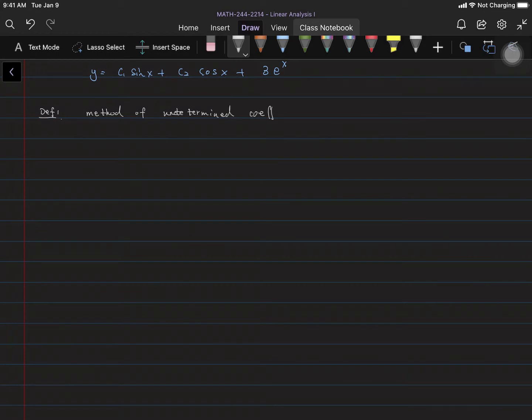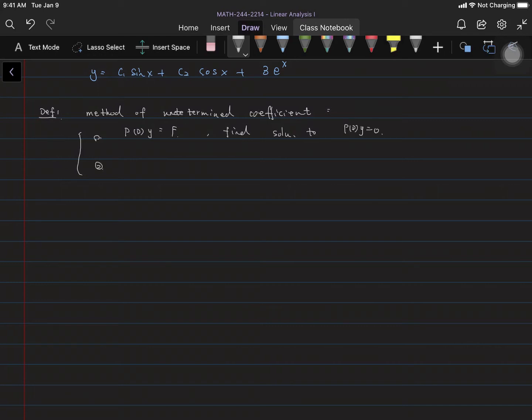Coefficient. Okay, so let's see. Firstly, we have P(D)y = f, and we find the solution to P(D)y = 0.